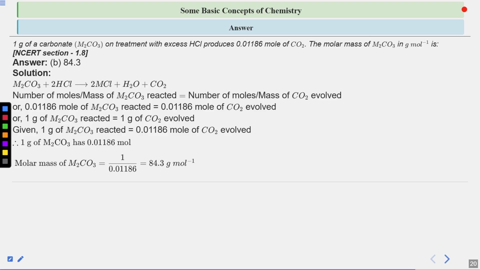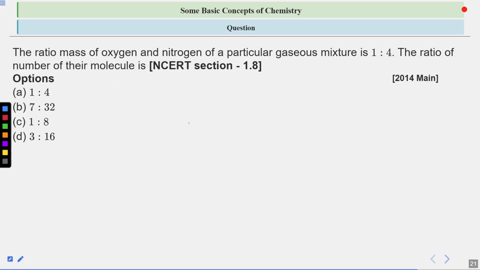So if it is so, then what is the molar mass of M2CO3? It's very easy. It will be the given mass divided by the number of moles, which is 84.3 grams per mole. So in this way, you will calculate this question. Again, I am repeating it, it's a very easy question.